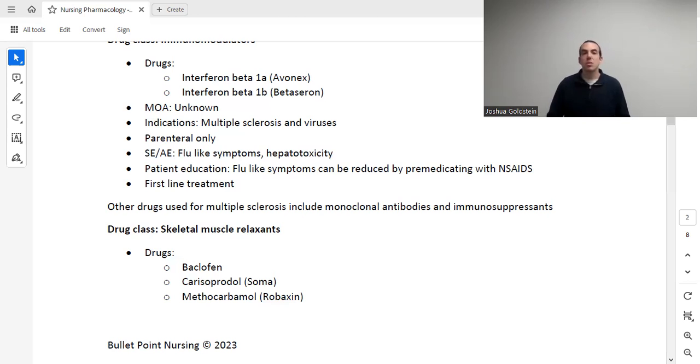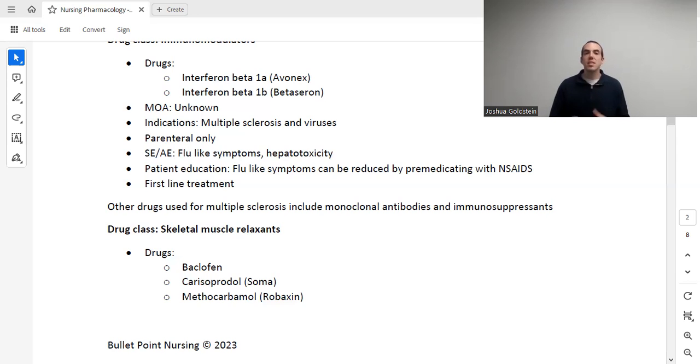Other drugs that are used for multiple sclerosis include monoclonal antibodies, which is a whole massive class of drugs. In fact, I think the absolute largest class of drugs today is monoclonal antibodies. We'll talk about that in a separate lecture. We also sometimes use immunosuppressants. Keep in mind, multiple sclerosis is considered an autoimmune disease. We don't fully understand how it develops, but we do think that it is an autoimmune disease.